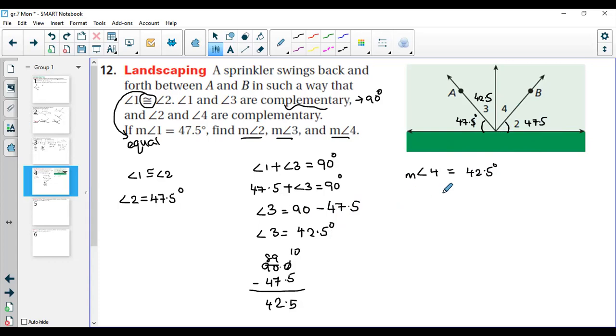So just look around. If you think you don't need to repeat the steps, you don't. I did not need to do this, because if I do, I'm going to do 90 minus 47.5 again, which is of no use, and I already have the answer. So I could say the measure of angle 4 is also 42.5 degrees. You just have to think a bit clearly about the picture.